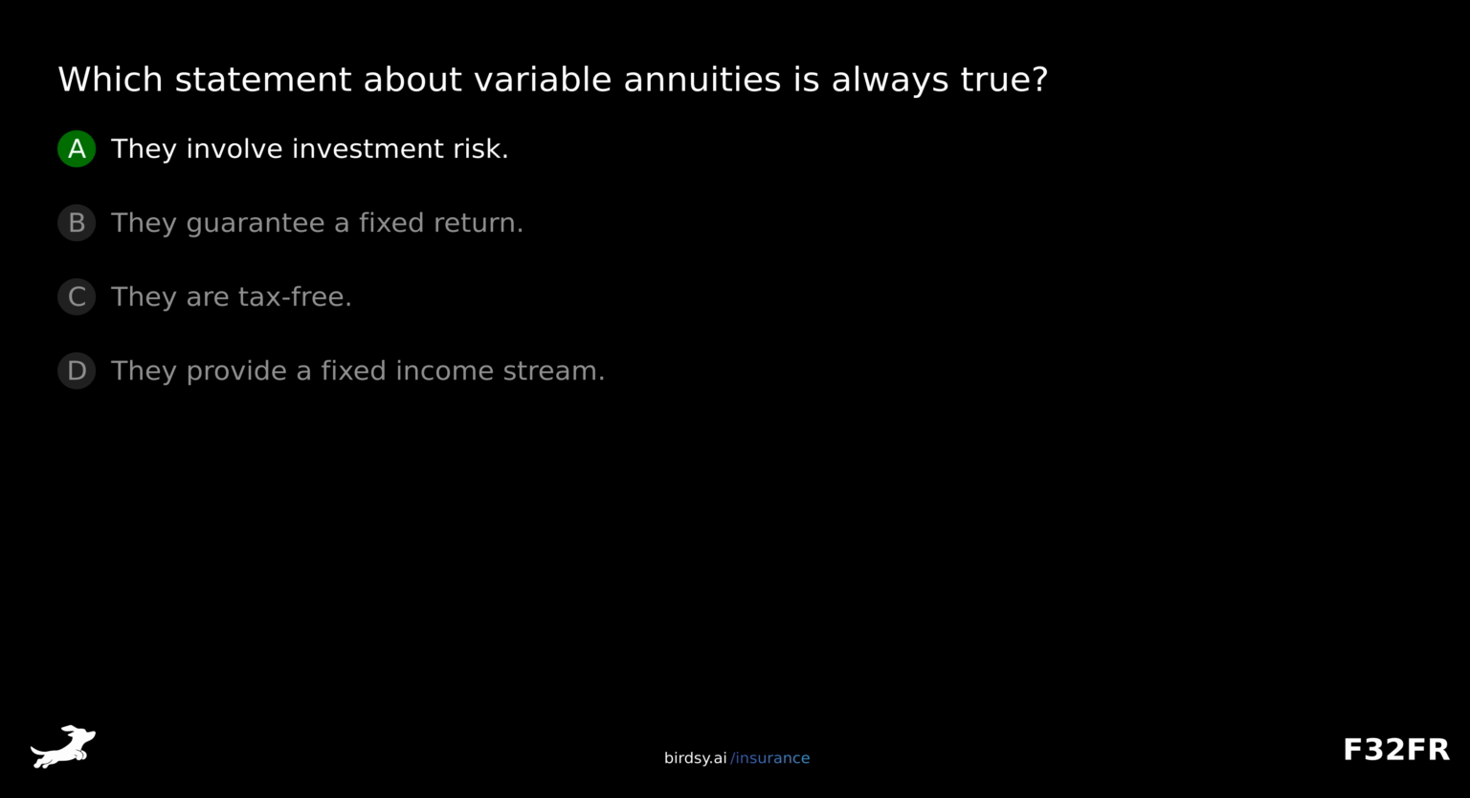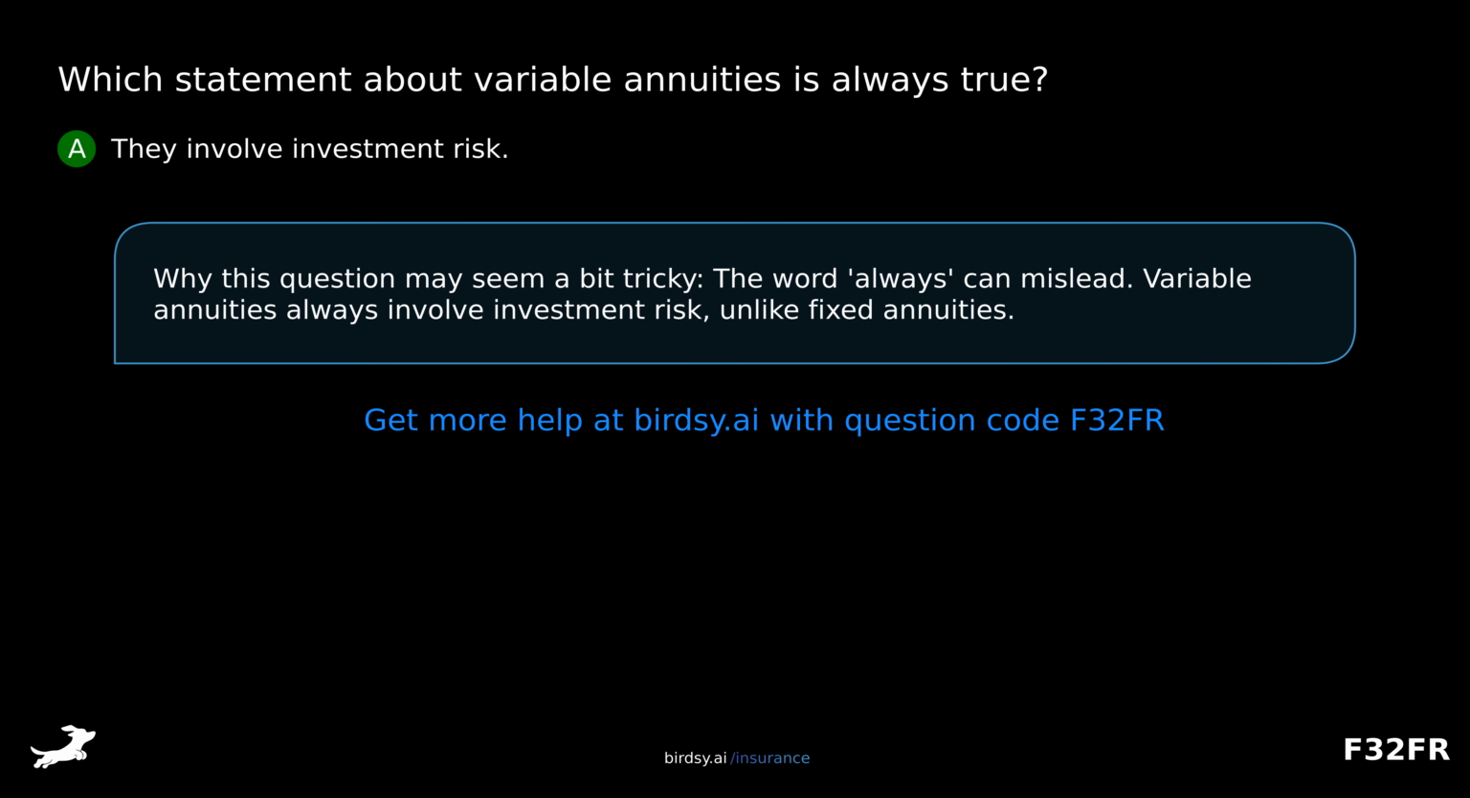The answer is A, they involve investment risk. Why this question may seem a bit tricky, the word always can mislead. Variable annuities always involve investment risk, unlike fixed annuities.